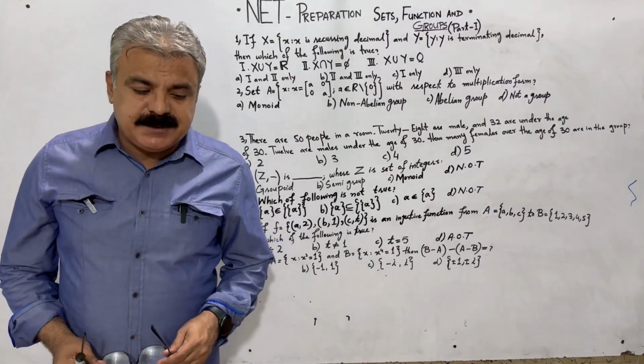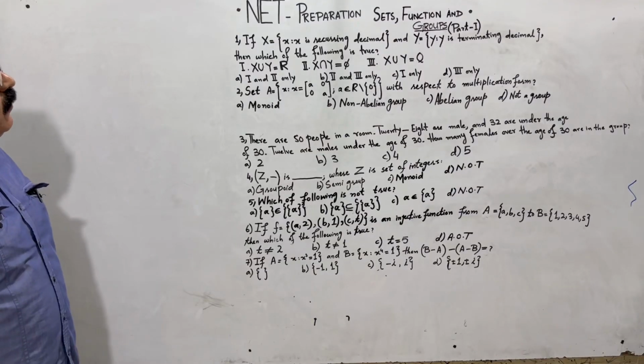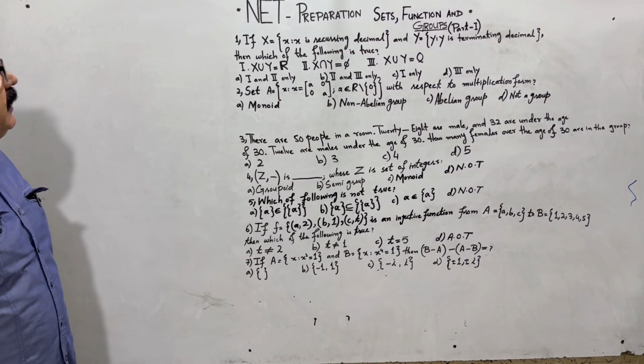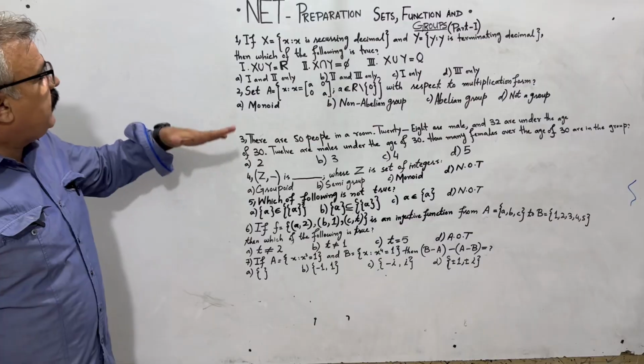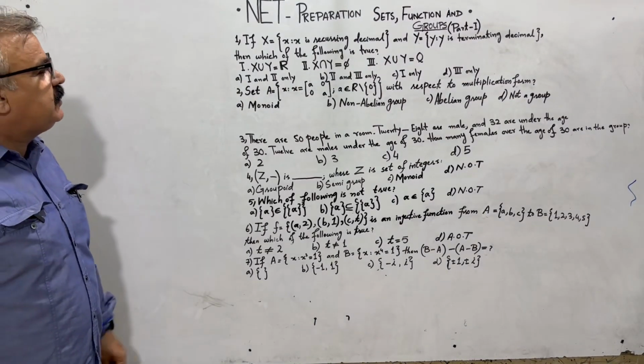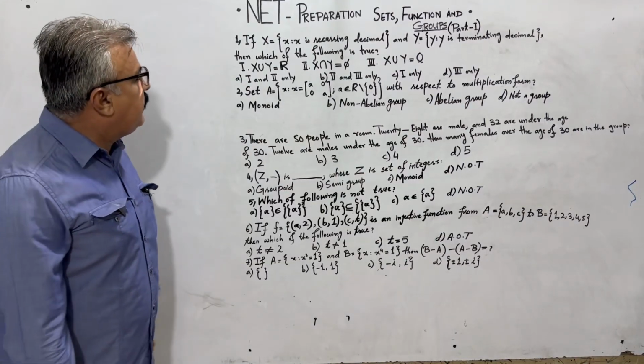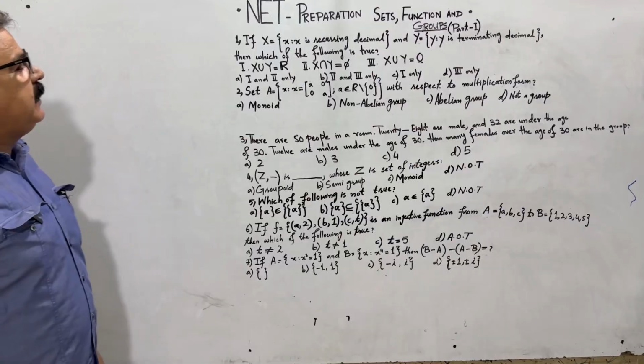Hi NET aspirants, after completing complex numbers, having 4 frames, 1 tutorial, 3 part 1, part 2, part 3, we are about to start the next chapter, sets, functions and groups, as it is mentioned in the KIPS manual.